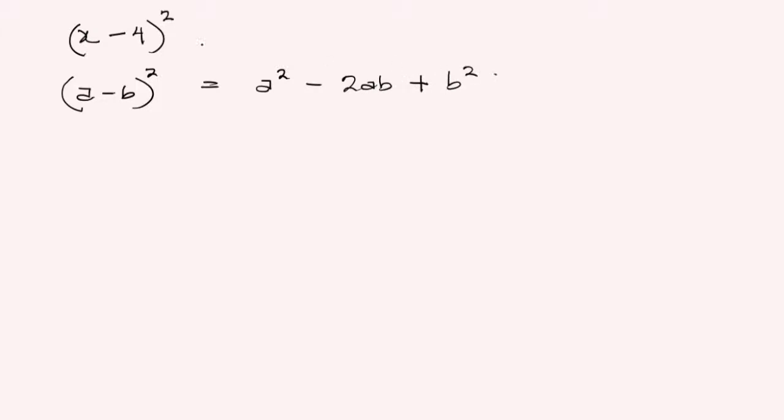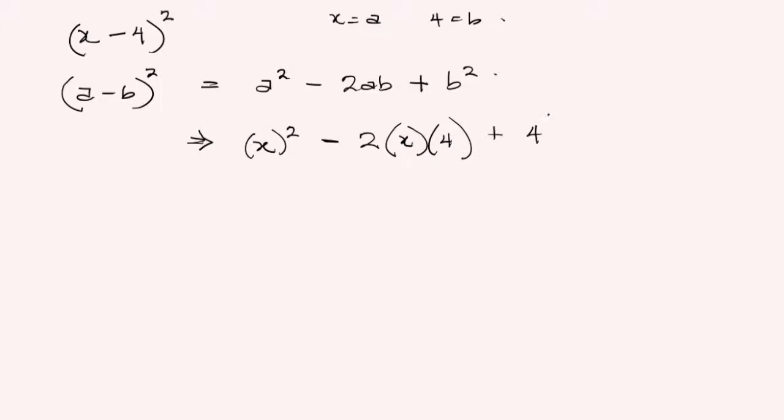If we have x minus 4 squared. Now remember that we say that a minus b squared is equal to a squared minus 2ab plus b squared. And here we know that x is equal to a and 4 is equal to b. So if we write this expression using this, we'd have that x squared minus 2 times x times 4 plus 4 squared.